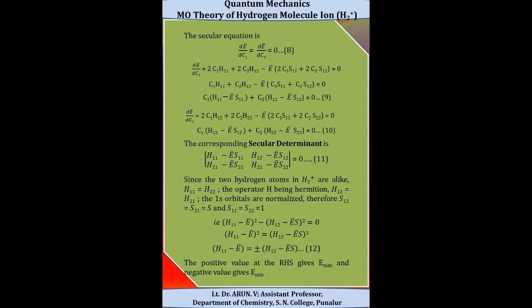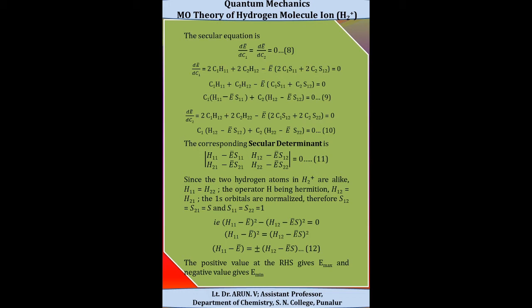Therefore, the corresponding secular determinant is the determinant of H11 - ES11, H12 - ES12, H21 - ES21, H22 - ES22. Since the two hydrogen atoms in H2+ are alike, H11 is equal to H22. The Hamiltonian operator being Hermitian, H12 is equal to H21. The 1s orbitals are already normalized. Therefore, S12 equals S21 equals S, and S11 equals S22 equals 1.